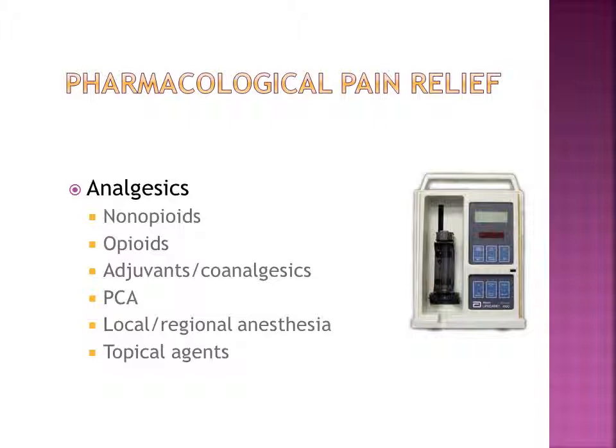Adjuvants and co-analgesics are drugs that are used to treat other conditions, but they also have some analgesic qualities, such as tricyclic antidepressants or anticonvulsants. These can be steroids or sedatives, anti-anxiety drugs and muscle relaxants. They have no analgesic properties of their own, but they can potentiate the effects of analgesics. Again, side effects will be drowsiness or impaired coordination and judgment, decreased mental alertness, and they can also lead to respiratory depression.